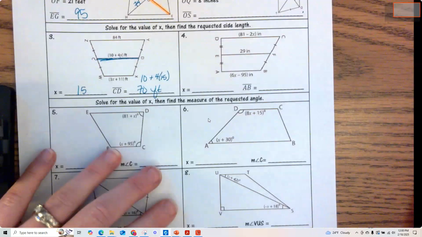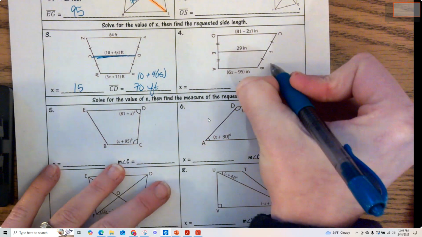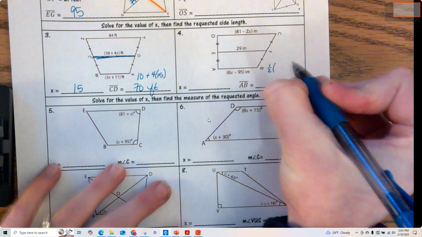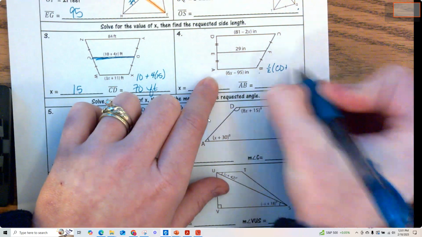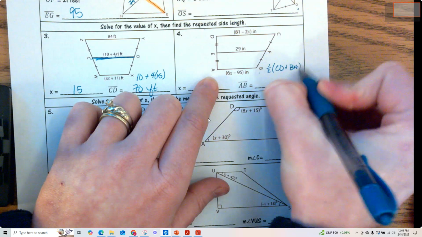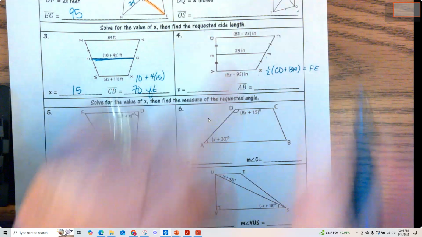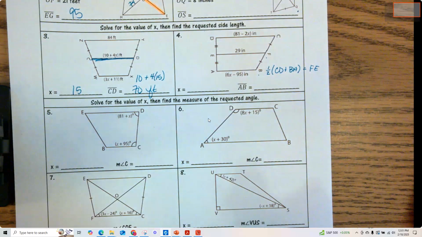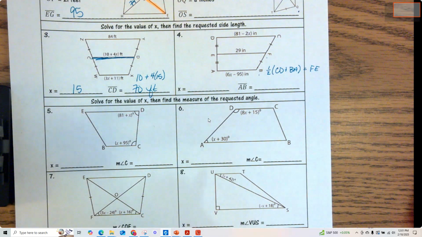your relationship, like what I wrote for this one, I will write that relationship out for you. You have to fill in the blanks. So 1/2 of CD plus BA is going to equal the mid-segment, FE. Go plug your pieces in, solve for X, take your X value, and figure out what AB measures.